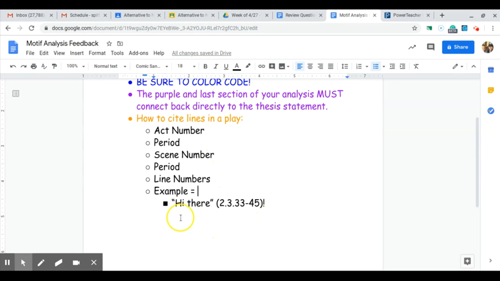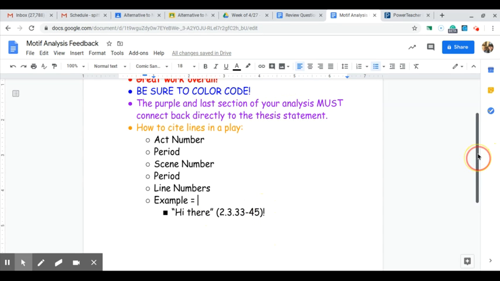Here's your example. If the line is, "Hi there," that's a really short line, but you put the quotes around the quote just like you normally would. Then, in parentheses, this is Act 2, Scene 3, lines 33 through 45. And then just like we used to do, you have to put the punctuation after the citation. So instead of putting that exclamation point here, it comes after the citation, just like a regular citation that we've been doing all year.